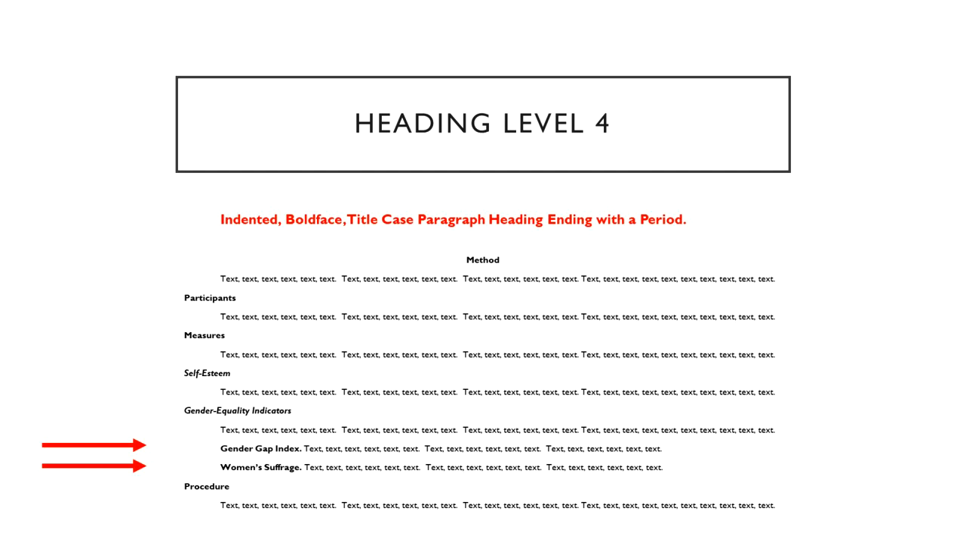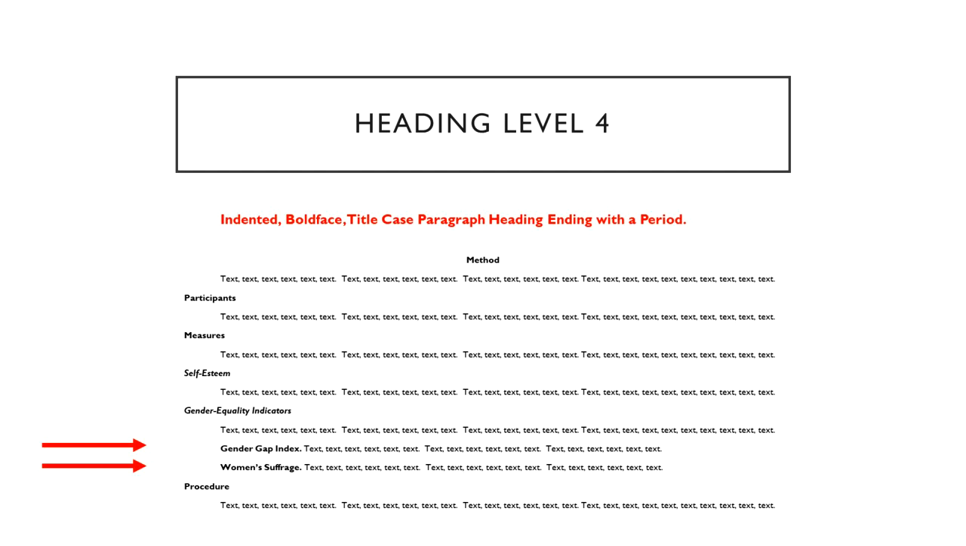And again, you see that beautiful hierarchy with Method, and then from Method we branch out into Participants and Measures and Procedure, and from Measures I'm getting more specific into Self-Esteem and Gender Equality Indicators, and from Gender Equality Indicators I'm getting more specific into Gender Gap Index and Women's Suffrage. But I could get even more specific if I wanted to. So I bet you're all waiting, what's next? How is she going to get more specific? Well, I already kind of hinted at that.